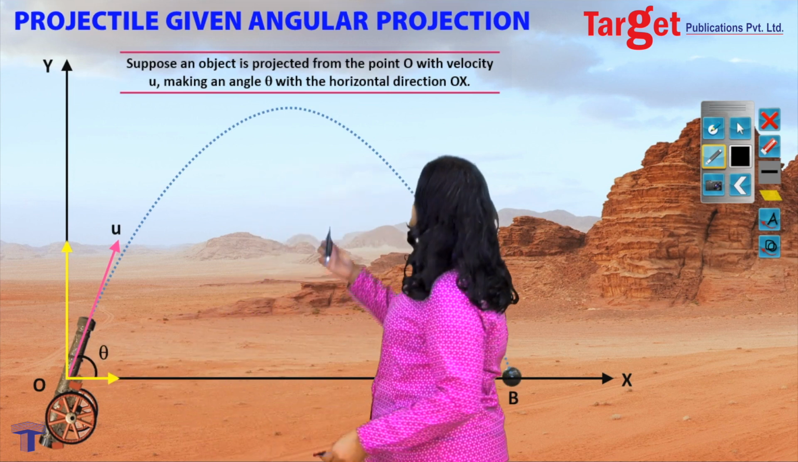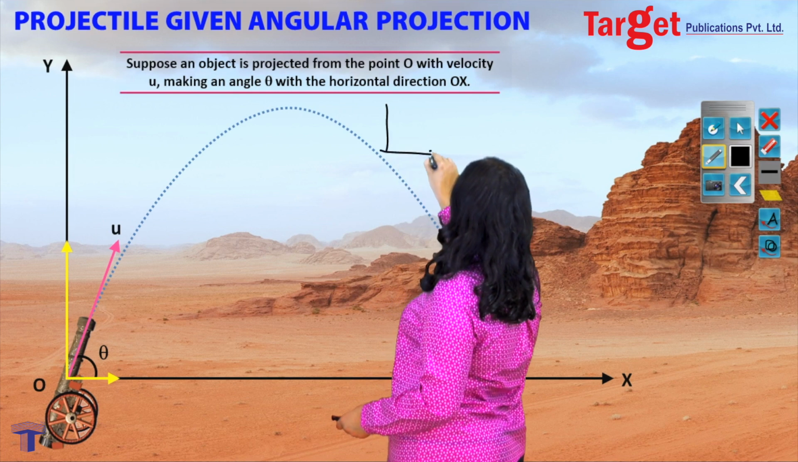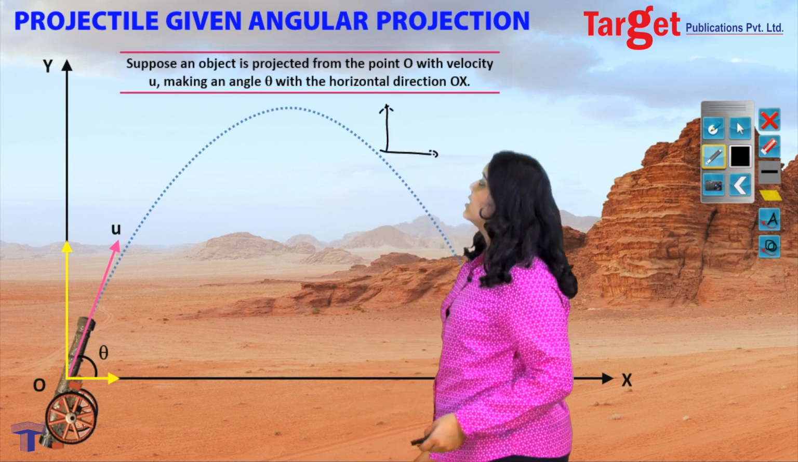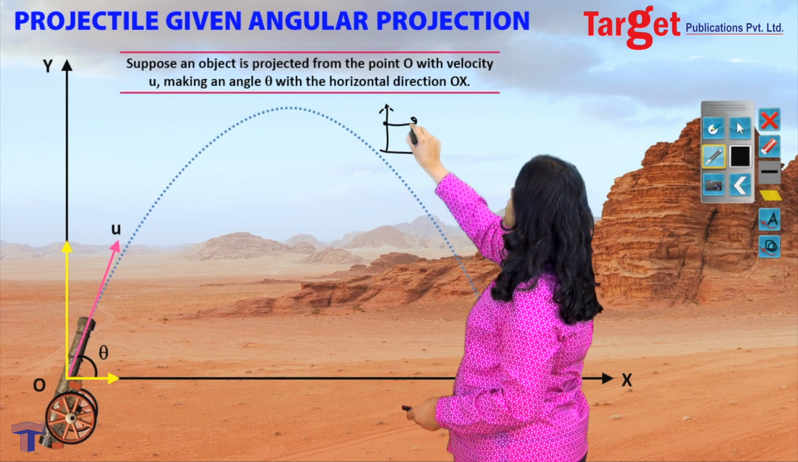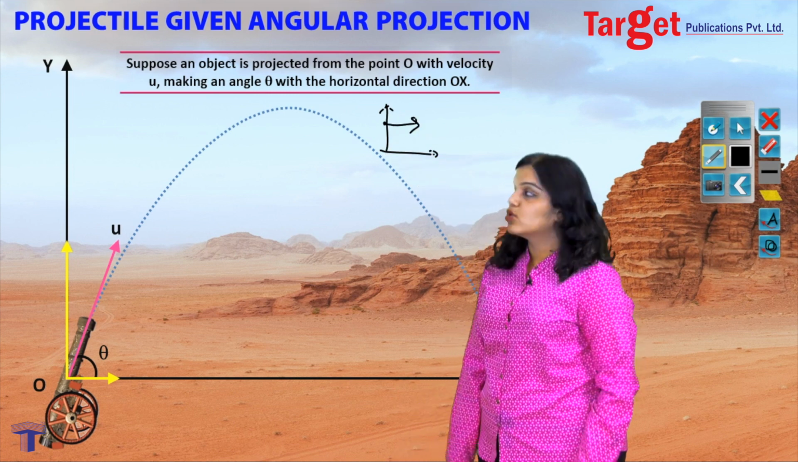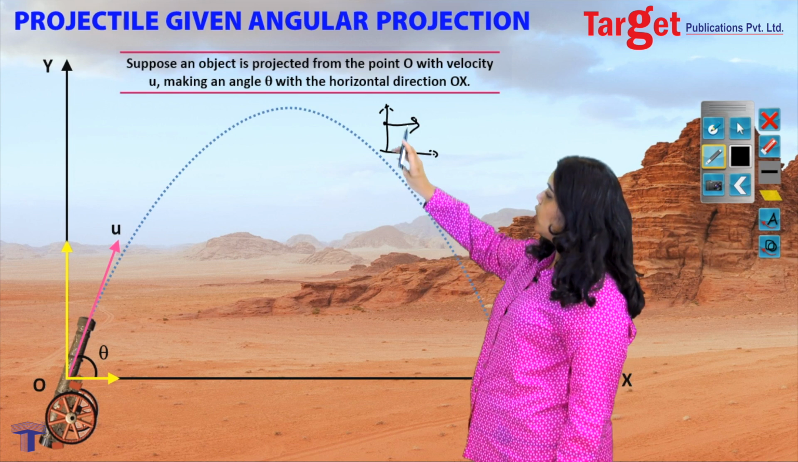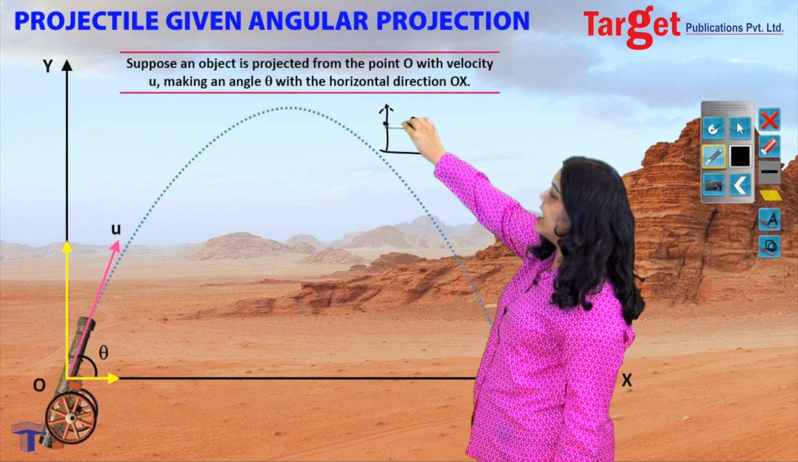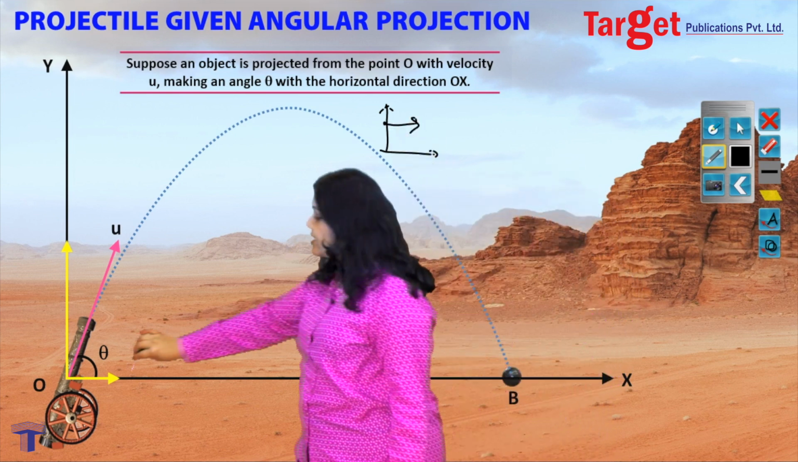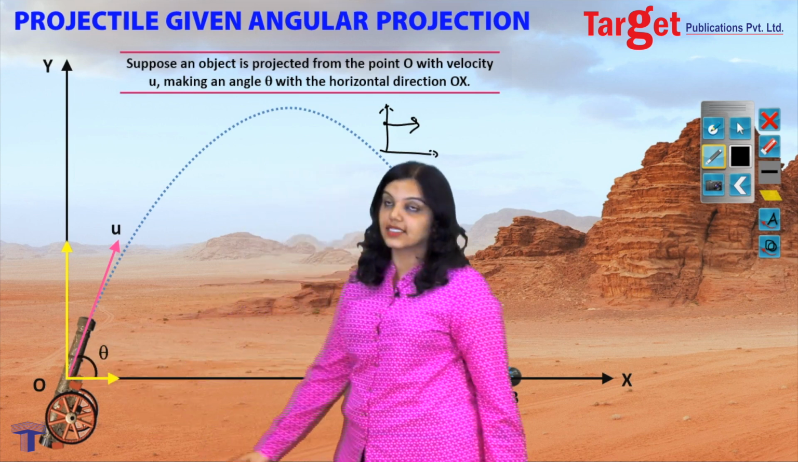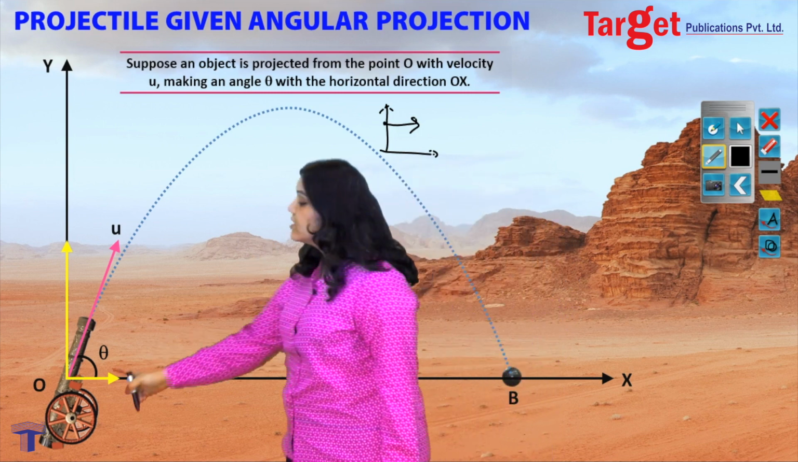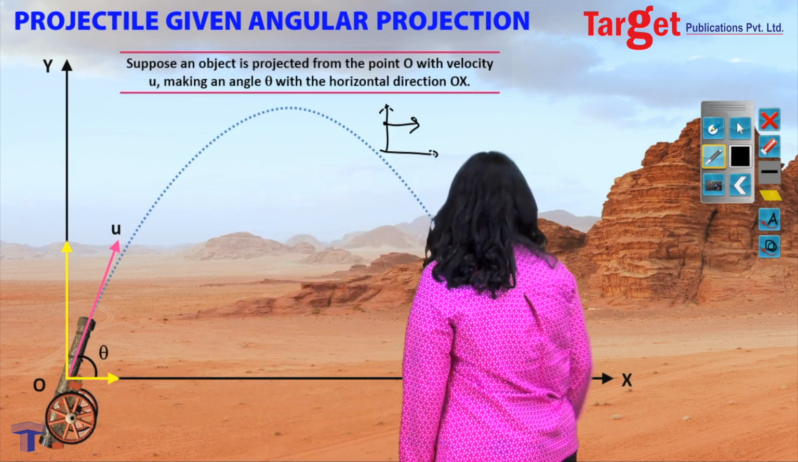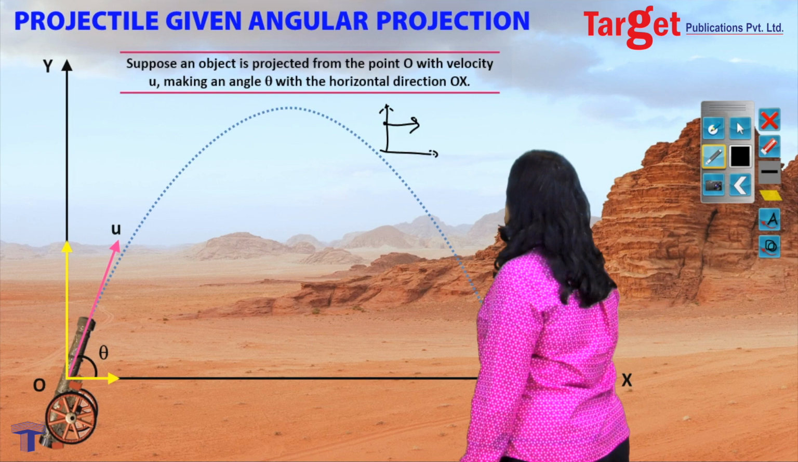In comparison, if I draw a picture of horizontal motion, you will remember that in that case, I projected the object with some horizontal velocity. So you see the difference. Here the velocity is completely along the x-axis and here it is at some angle to the x-axis. And therefore, this is the difference. This was horizontal projection and this is angular projection. So now let's tackle angular projection.